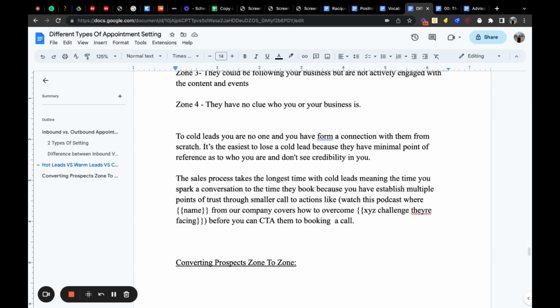The entire sales process from the time you engage them in a conversation to the time you book them on a call will take the longest amount of time when you're doing outbound to cold leads because these people don't know you. So before you can actually get them onto a call and propose a call without getting ghosted, you have to build up a lot of trust so they actually trust in you and know that you have enough value for them to get on that call. And this is all done through smaller touch points and smaller calls to action, like watch this podcast where XYZ name from our company covers how to overcome XYZ challenge they're facing.